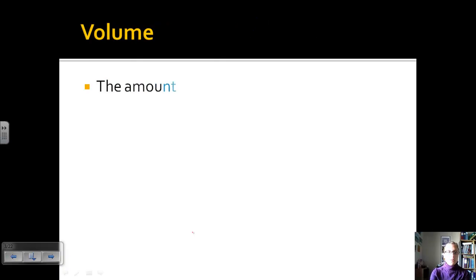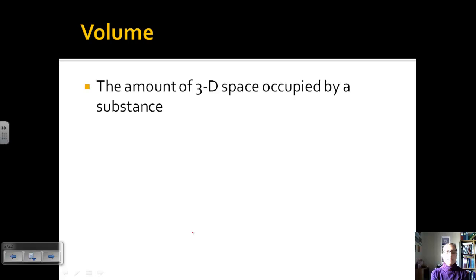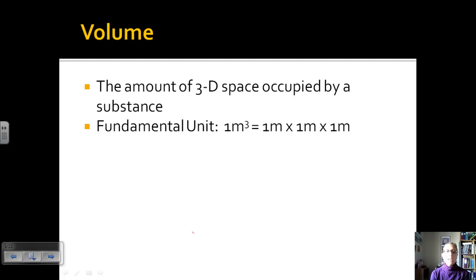If we look at volume, volume is the amount of three-dimensional space that is occupied by a substance. The fundamental unit of volume is 1 meter cubed, because usually when we're measuring volume, like let's say a book or something, we take the length times the width times the height, and so that's why we have our unit cubed, because of each of those measurements.